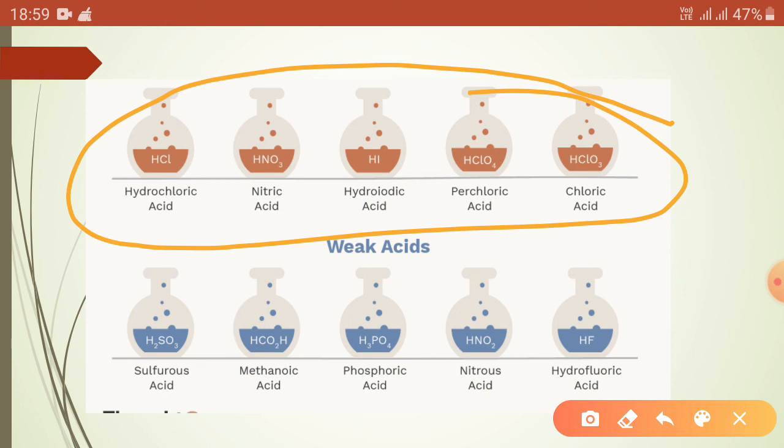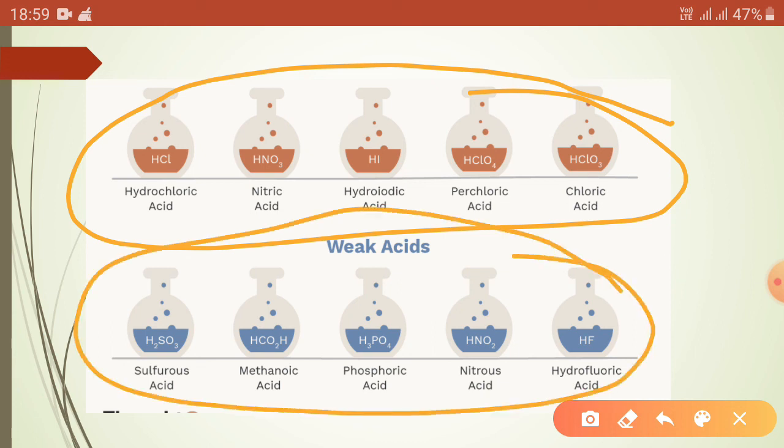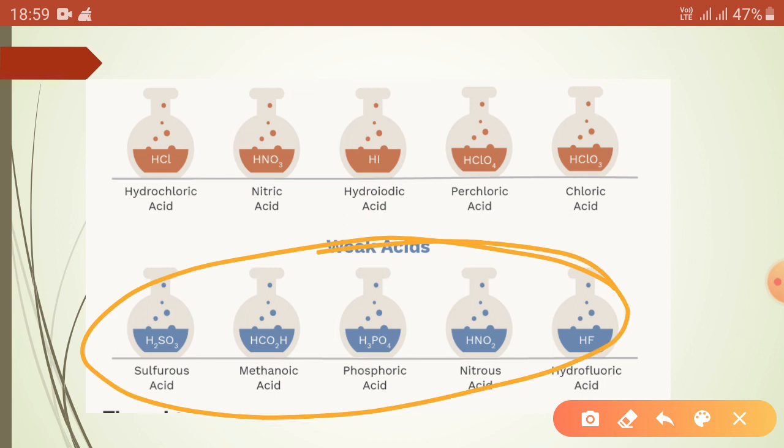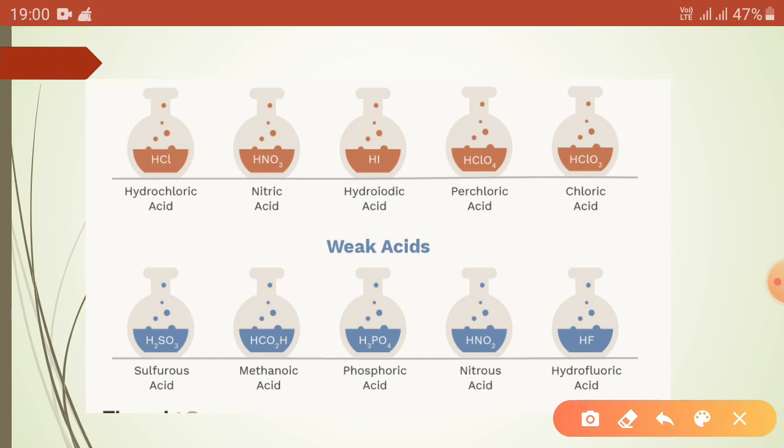And for weak acids, all these examples are there: methanoic acid, phosphoric acid, nitrous acid, hydrofluoric acid. An acid which is partially ionized in water and thus produces a small amount of hydrogen ions is called a weak acid. All the examples are there, so you can write the difference between strong acids and weak acids. Here you have the examples of strong acids and weak acids.